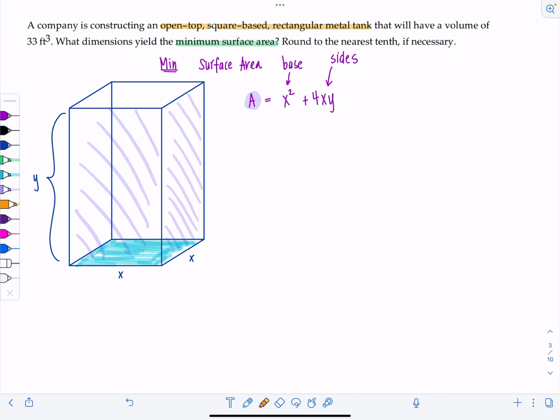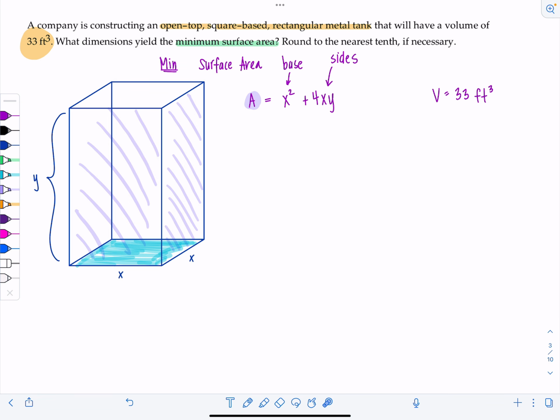Yes, it's that the volume is 33 feet cubed. You're like, we're trying to minimize surface area, who cares about volume? Don't worry, that's to help us get rid of extra variables. That's why that's there. So volume is 33 feet cubed, and we just talked about volume in the last problem.